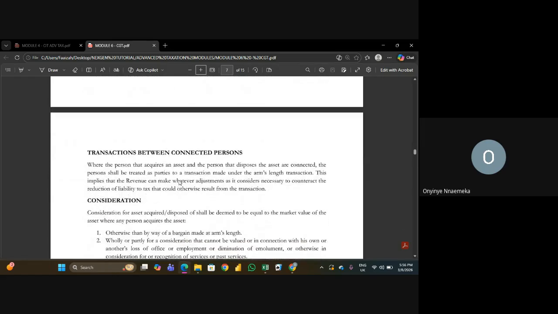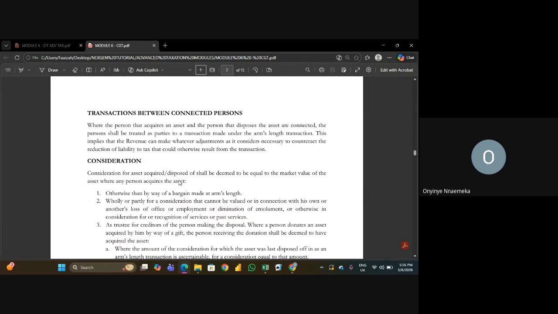This implies that the revenue can take whatever adjustment as is considered necessary to counteract the reduction of liability to tax that could result from the transaction. So, if a connected person, the revenue will be looking at you. They want to know what you are going to do with each other. Are you going to be reducing price unnecessarily or increasing price unnecessarily to reduce or increase your tax liability? Where the person that acquires an asset and the person that disposes the asset are connected, the person shall be treated as parties to a transaction made under arm's length transaction. This implies that the revenue will make whatever adjustment necessary to counteract what we read before.